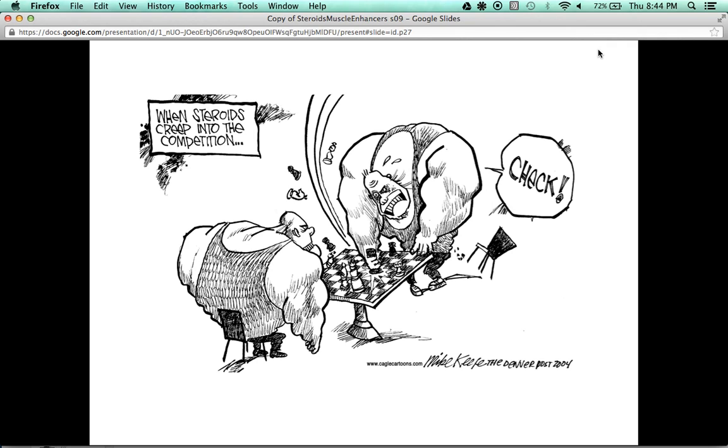I know this is a comic book drawing, and I know it's meant to be a little bit of comic relief, but the fact of the matter is anger is a big issue and a big negative consequence of taking steroids.